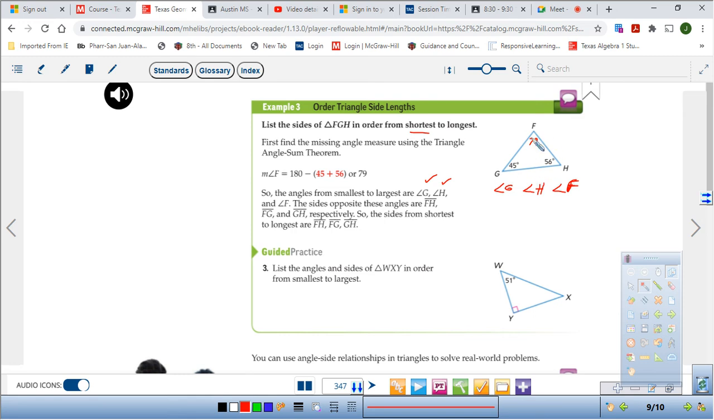Then across from them are the sides that are going to be shortest, middle, and longest. So there we go. Across from G is FH, check. Across from angle H is FG. The last one, F, is across from GH, and there she is. That's it. Pretty easy.